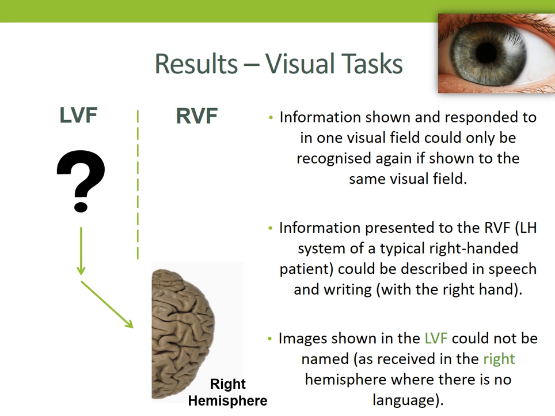Information presented to the right visual field is processed in the left hemisphere in a typical right-handed person. So it can be described in speech. If it's presented in the left hemisphere, because it's in the right visual field, it can be described in speech, because that is where my language areas are located. And I can also write it, but only with my right hand. So right visual field, right hand, left hemisphere. Images shown in my left visual field could not be named. Because this is received in the right hemisphere, I've got no language in that right hemisphere, so I can't say I've seen that question mark.